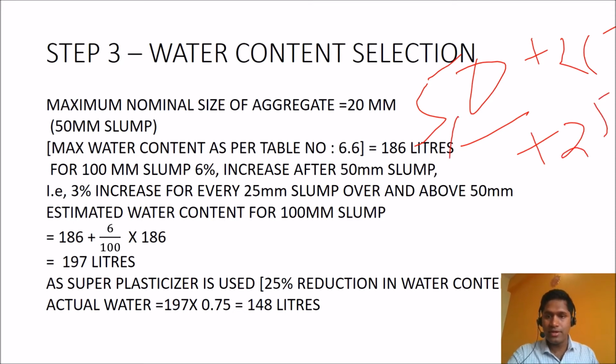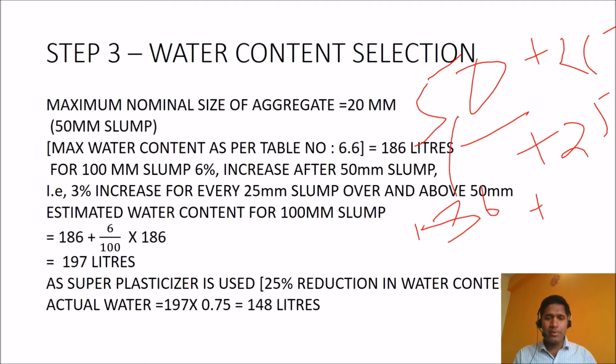It means that for 50 we have 186 liters of water, plus for each 25 mm slump we need to increase this 186 at a rate of 3%. So how many 3% do I have to increase? 2 times 3%, it means 6% I have to increase the amount of water required for the slump of 100 mm. If it comes to 125, you have to increase one more 3%, that is 9%. So what you are going to do is 186 plus 6 divided by 100 into 186. You will get 197 liters of water to achieve a slump, or workability, of 100 mm.